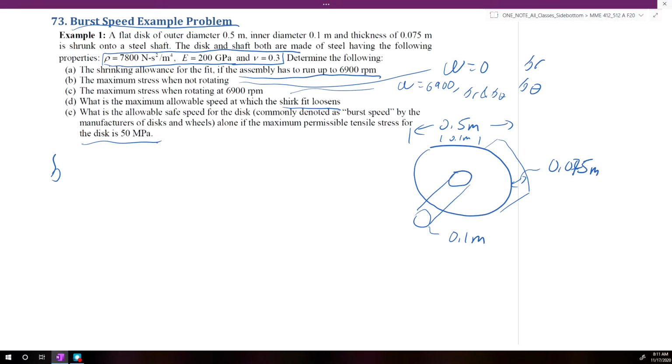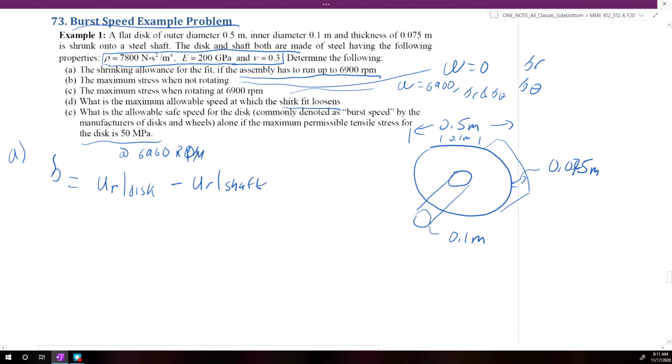So we're just going to break this problem down into each of the parts and solve each one by one. The first part, part A, we're going to solve for delta. We want to find out what is delta at 6900 RPM. So we can say that delta is going to be equal to the change in the radius of the disk minus the change in radius of the shaft.